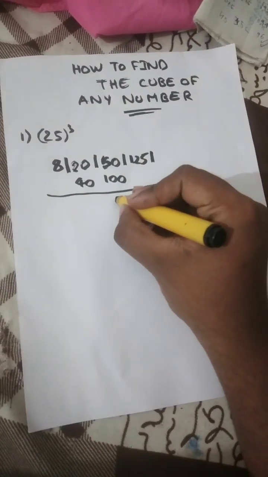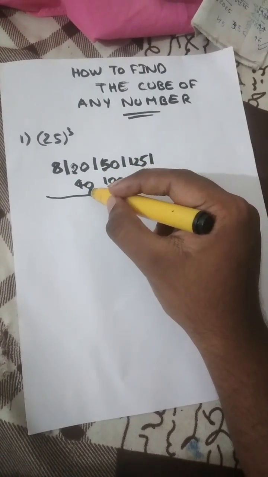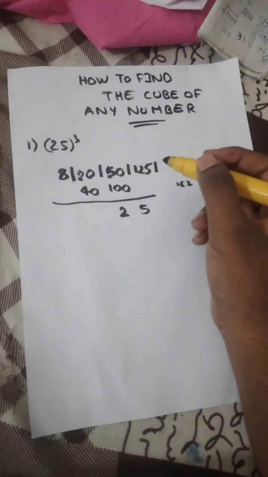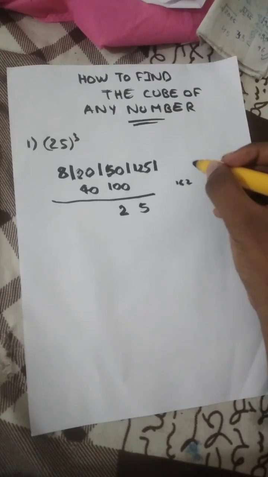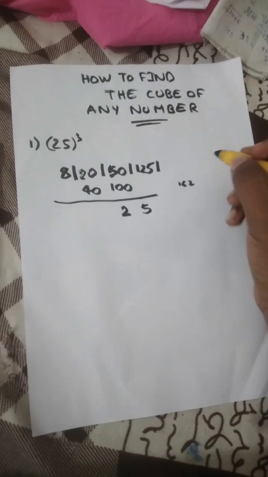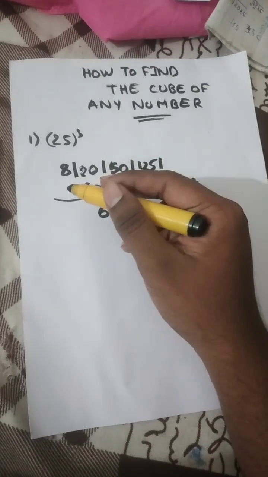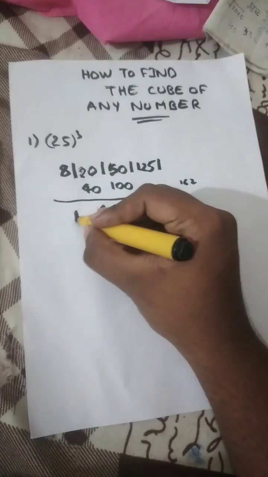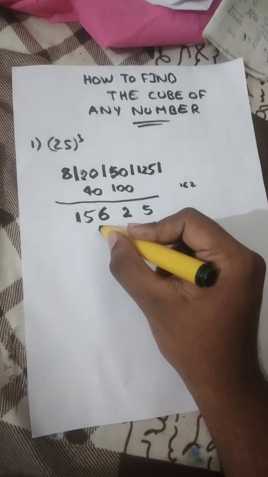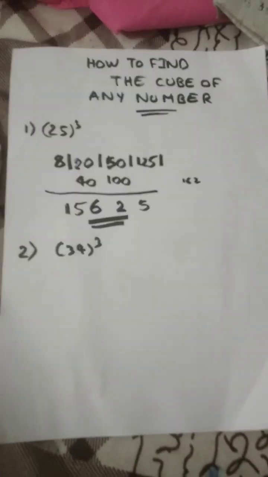So only write the 2 here and carry the 16 to the next number. So 40 plus 20 would be 60, and the carried 16 would make 76. Only write the 6 here and carry the 7 to the 8. So 8 plus 7 would be 15. So the cube of 25 would be 15,625. So we can move on to our next question.